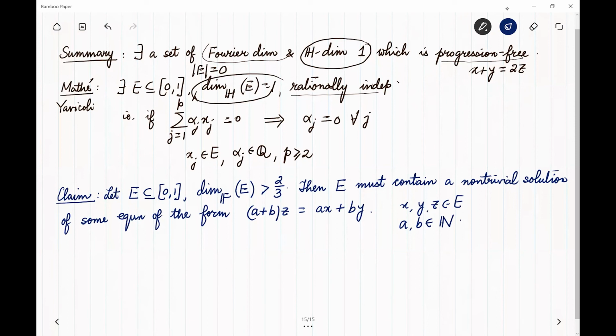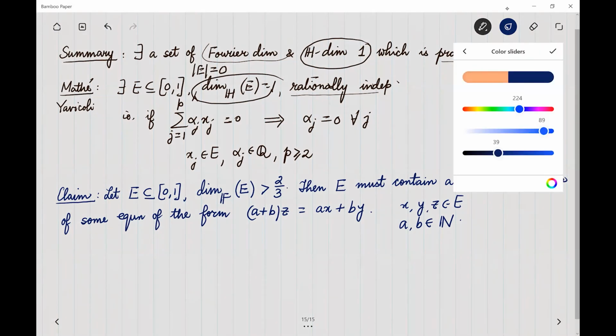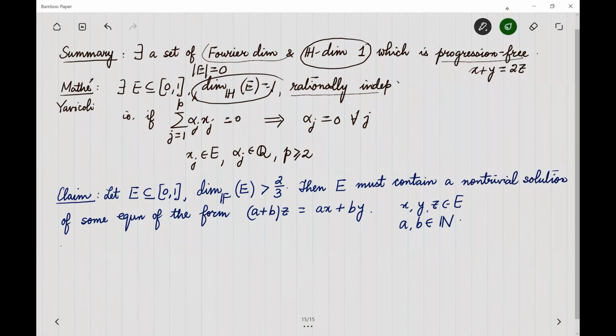Okay, so I wrote this statement out in the simplest possible way, and I want to convince you why you should believe this, okay? And we are going to go for a proof by contradiction.